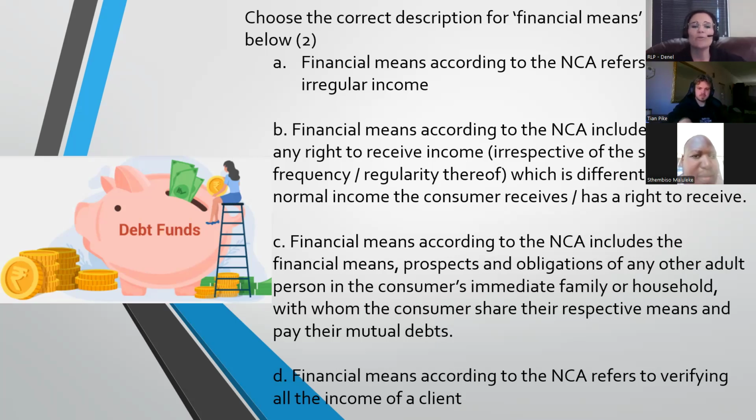Remember, Thembiso, when we discussed financial means, I said you look for 2 things. The fact that it includes all income, don't care what the source, the frequency, or the regularity is, all income that you have the right to receive. That's the first one. And the second one is the fact that you pay mutual debts because it makes your profile look more affordable. So instead of saying, I pay rent every month of 6,000 Rand, if you have someone in your direct household who pays half of the rent, it will make your affordability look more appealing. So that's why B and C are the correct answers.